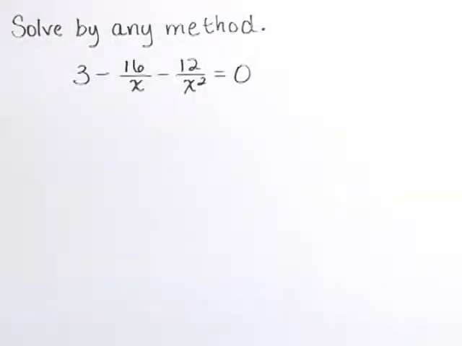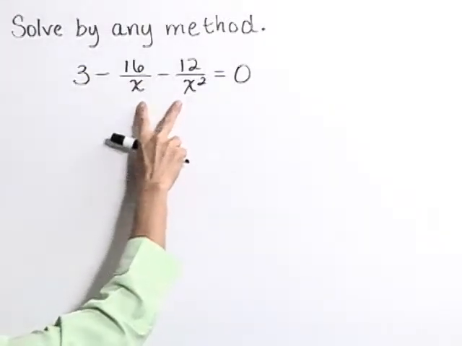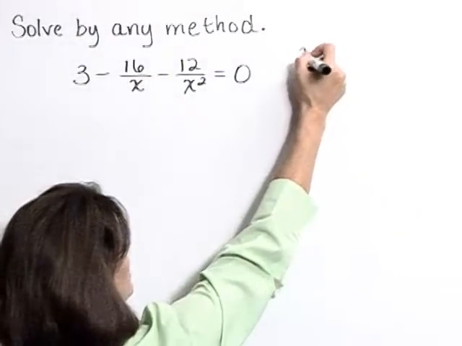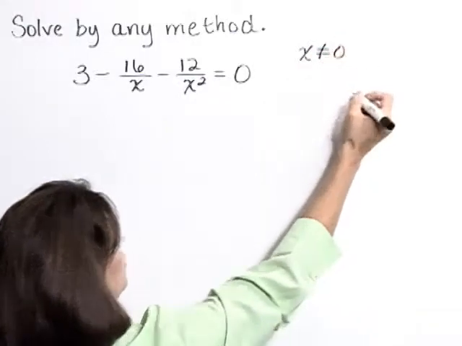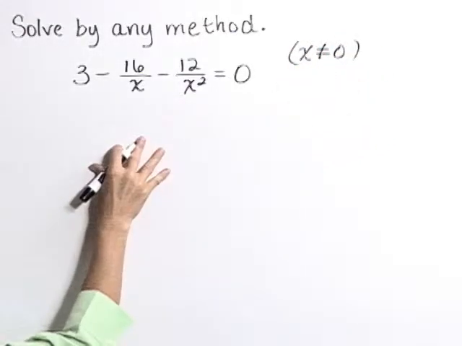Solve by any method the equation 3 minus 16 over x minus 12 over x squared is equal to 0. I'm going to start by making a note that in this equation we have the restriction that x cannot equal 0. That would lead to a 0 denominator. Just stating that up front.